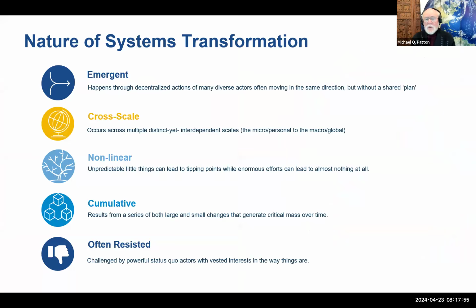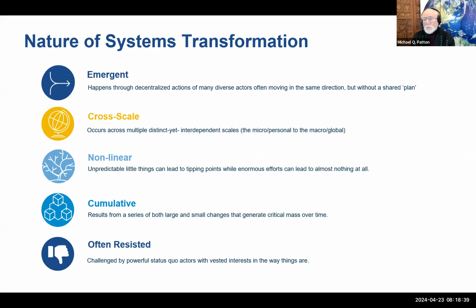And so the nature of systems transformation is that it's emergent. It happens through decentralized actions of many diverse actors, including all of you. There's not some overall shared plan that's being implemented. We're all part of an emergent kind of system in our work together. So it works across scales, from local to regional to national to international. Nonlinear means that small things that you do can ripple as they connect with other things that other people are doing. That makes it cumulative, that what we do separately and in our own spheres of influence from places around the world come together as systems transform.